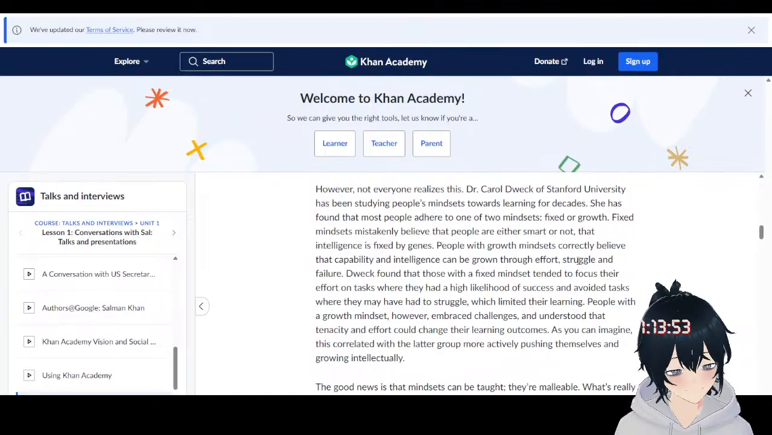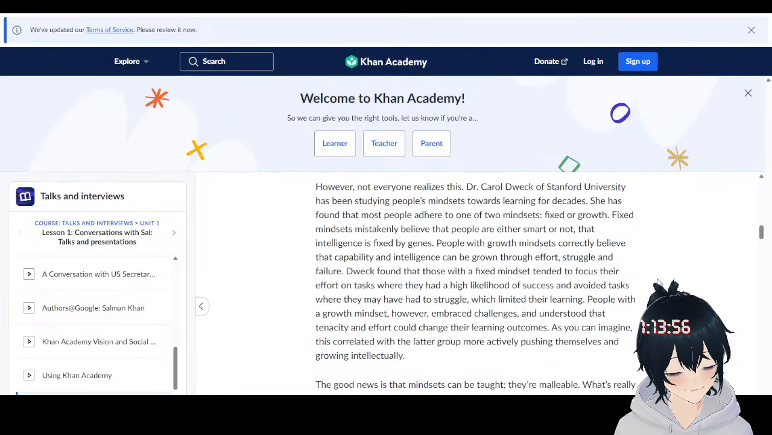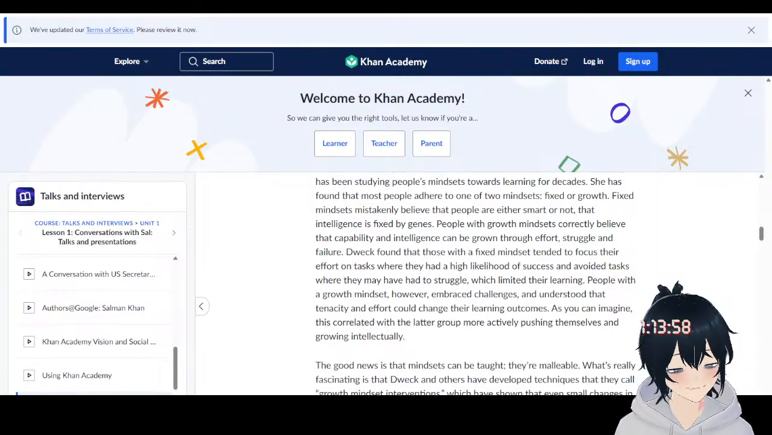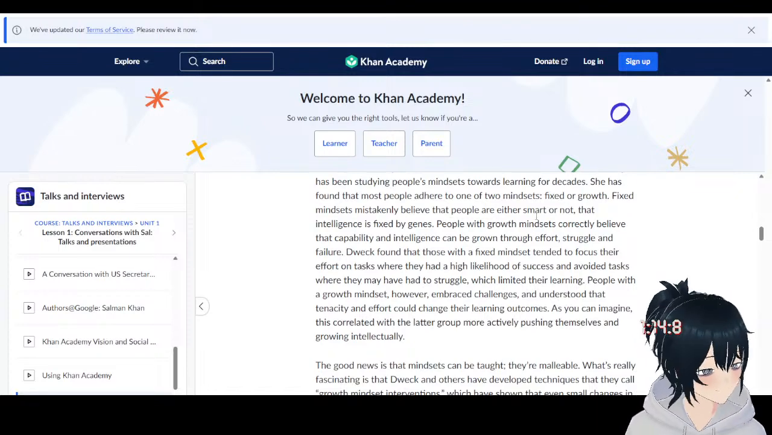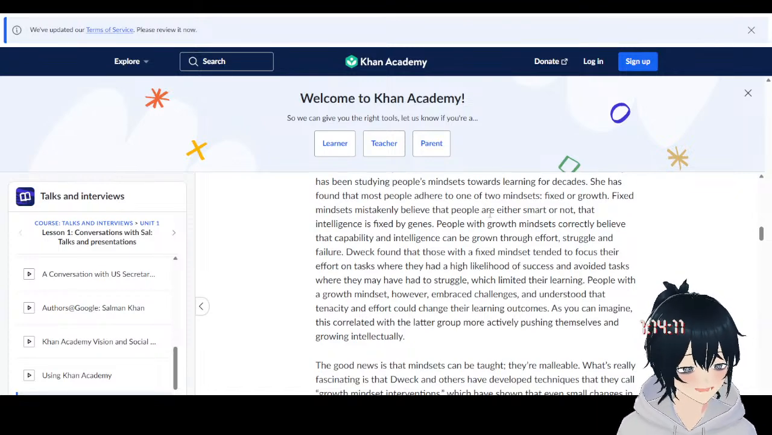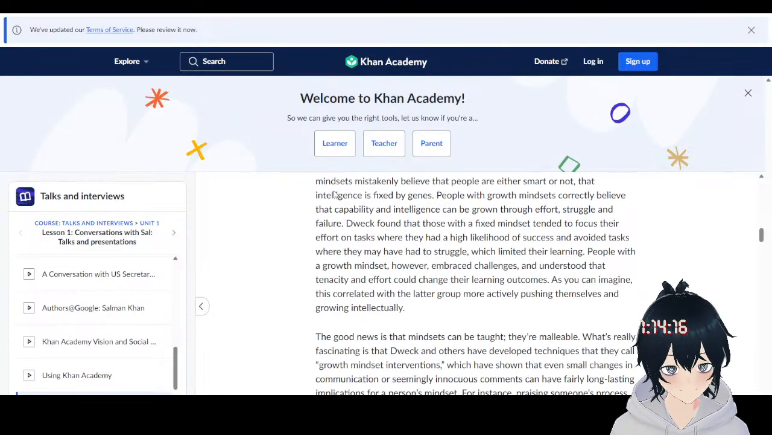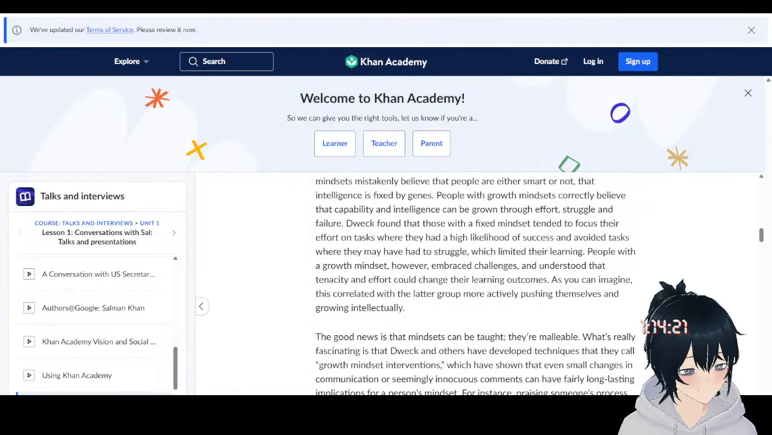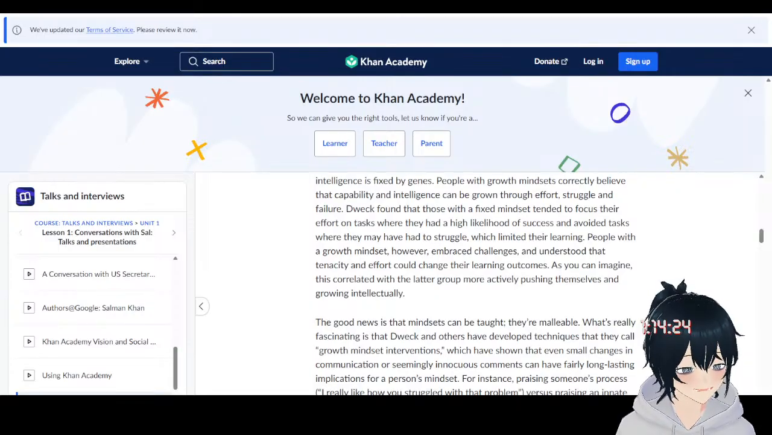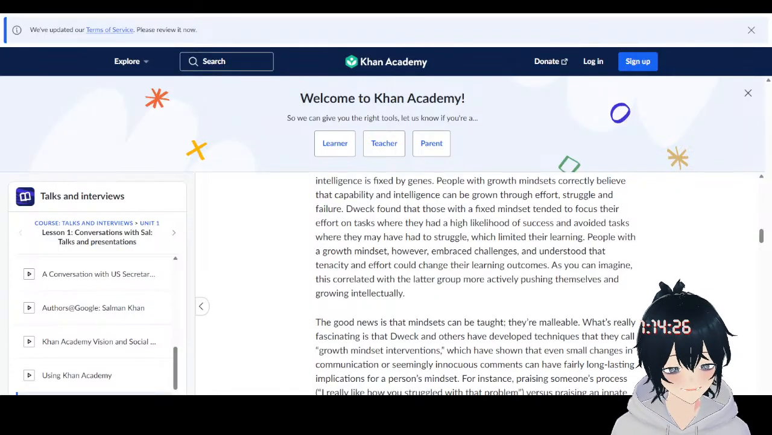This person from this school has been studying people's mindset towards learning for decades. She has found that most people adhere to one of two mindsets, fixed or growth. Fixed mindsets mistakenly believe that people are either smart or not. Their intelligence is fixed by genes. This is very much like the wuxia stories in China. People with growth mindsets correctly believe that capability and intelligence can be grown through effort, struggle, and failure.